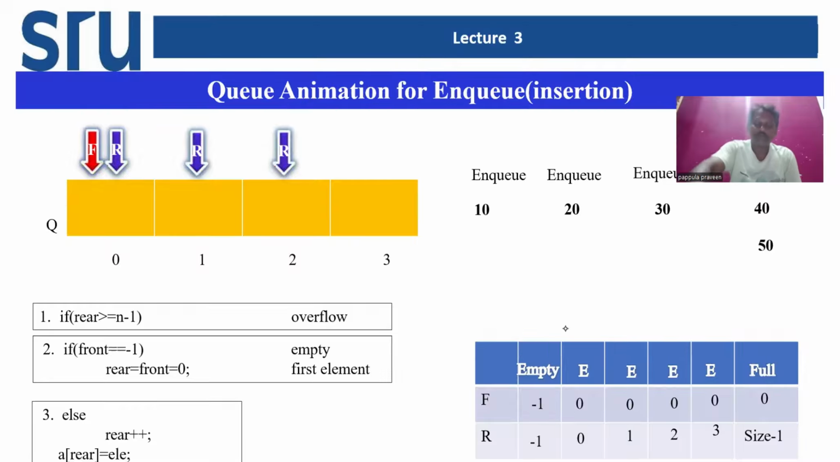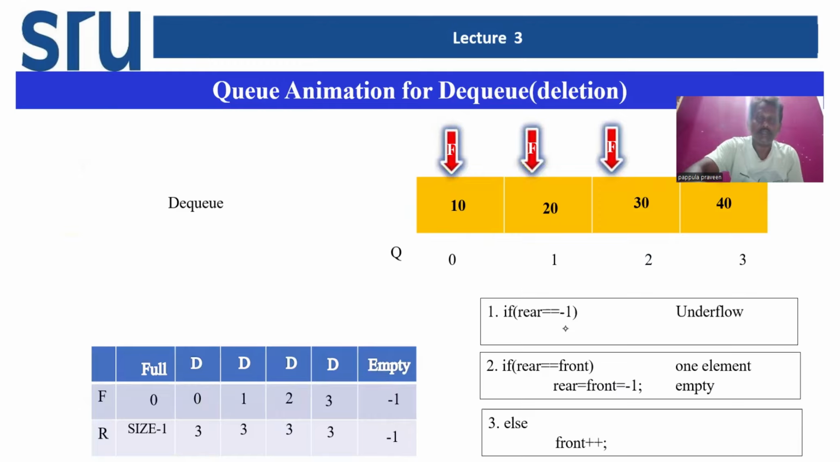This is about the queue, enqueue and dequeue. And here we have deletion. Now in deletion, deleting the element, if rear equal to minus 1, the queue is in underflow. If rear equal to front, that is, we have only one element, then we can remove the element because we have a single element, right?